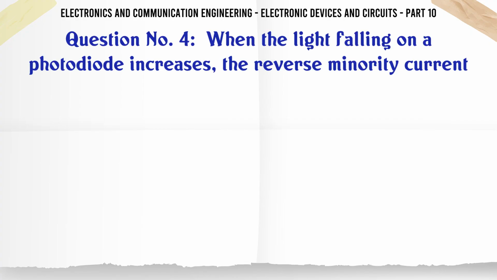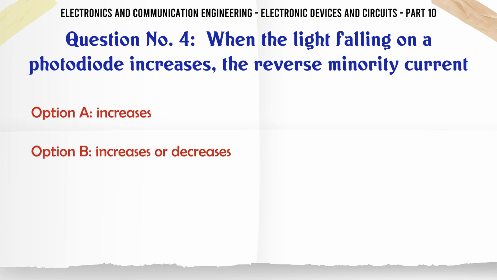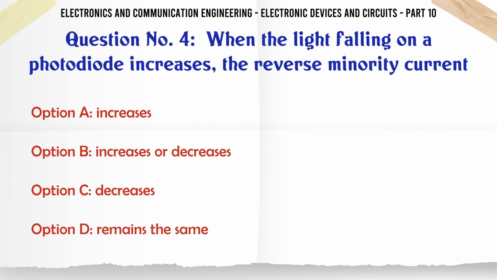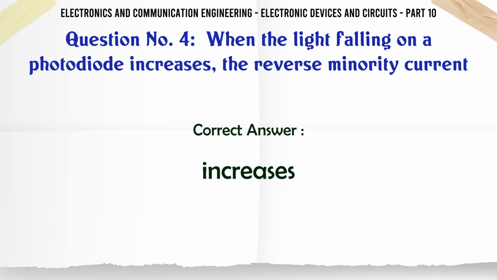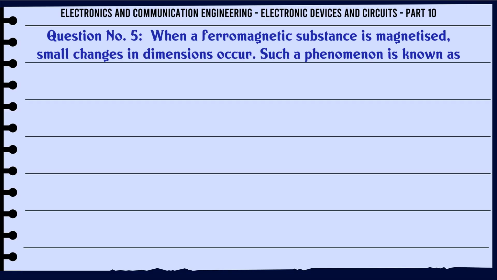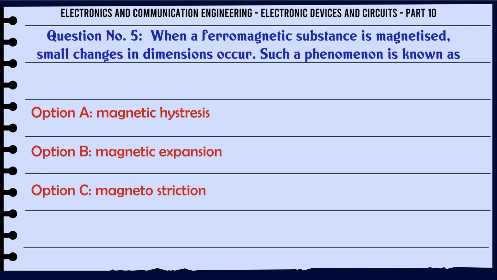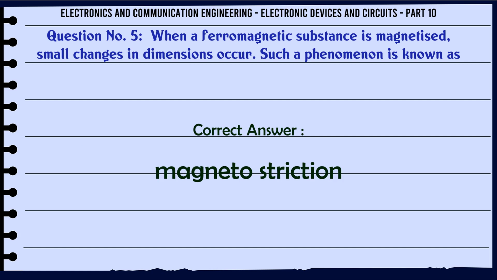When the light falling on a photodiode increases, the reverse minority current A. increases, B. increases or decreases, C. decreases, D. remains the same. The correct answer is increases. When a ferromagnetic substance is magnetized, small changes in dimensions occur. Such a phenomenon is known as A. magnetic hysteresis, B. magnetic expansion, C. magnetostriction, D. magnetocalorization. The correct answer is magnetostriction.